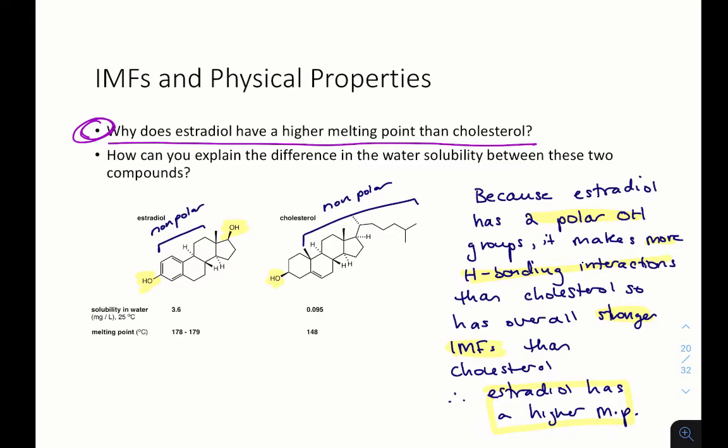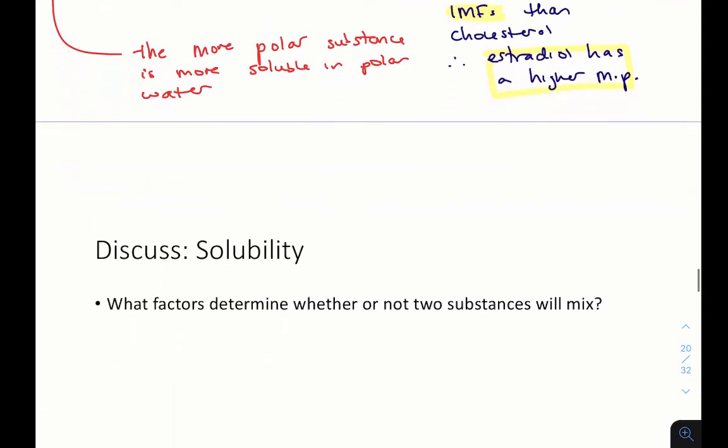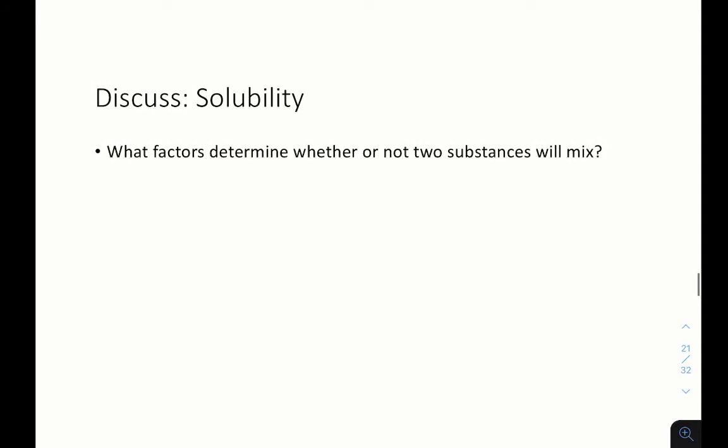How can we explain the difference in solubility between these two compounds? Well, I think we did a pretty good job of explaining that at the beginning of the lesson. Solubility is more related to two substances having similar intermolecular forces of attraction. Because we're talking about solubility in water, which is a polar molecule, the more polar of the substances will be more soluble in polar water. You may recall what factors determine whether or not two substances will mix. Write them down.